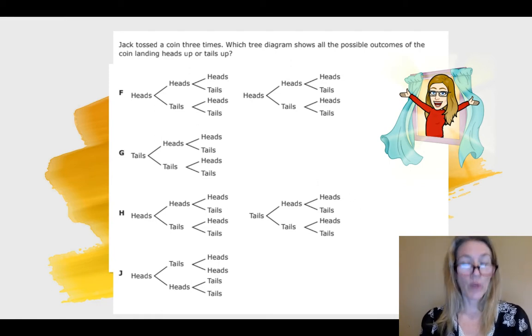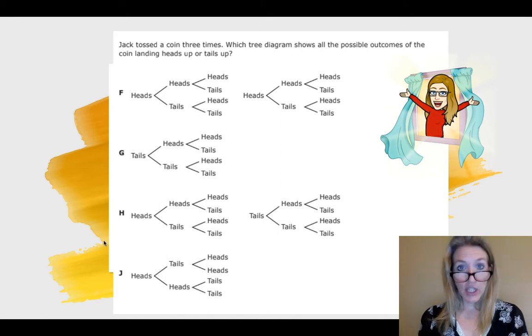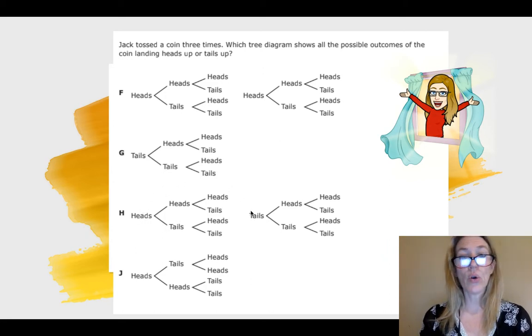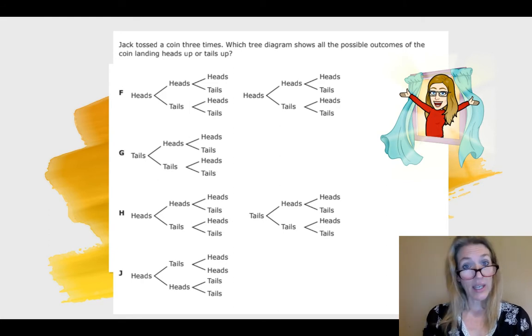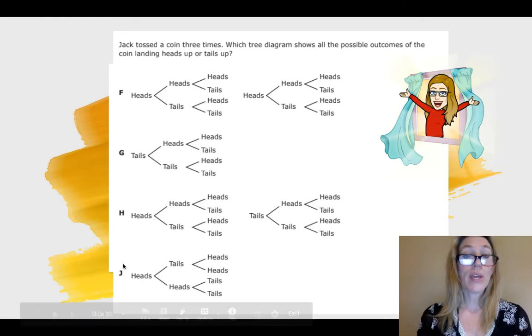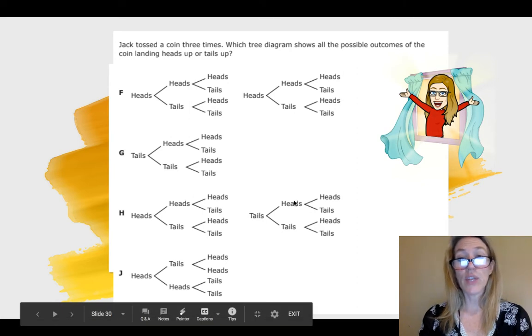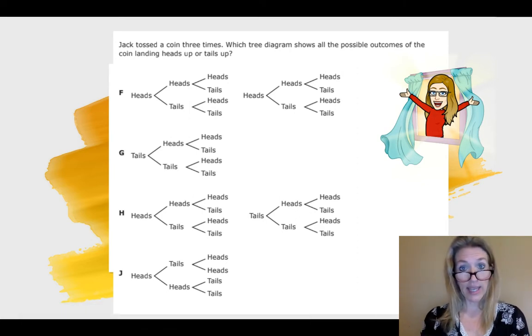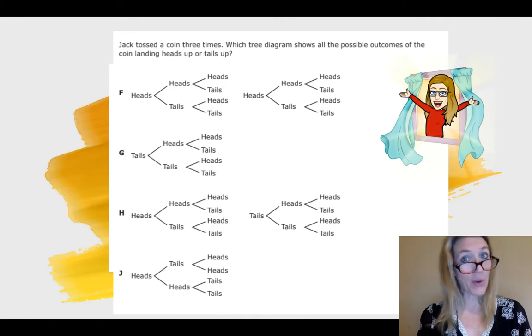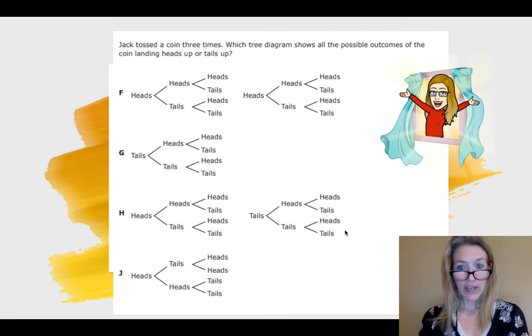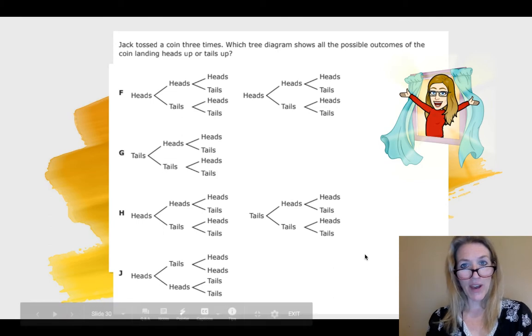All right, guys, I hope that you chose H. H is the correct answer because in the first event, flipping the coin the first time, we would say that there's heads or tails. And then in the second event, the second coin flip, we would have heads or tails. And so then you can see in the second tier, heads and tails. And then the third event, which is the third flipping of the coin, you would have heads or tails in your third tier. Okay? So I hope you got that correct.